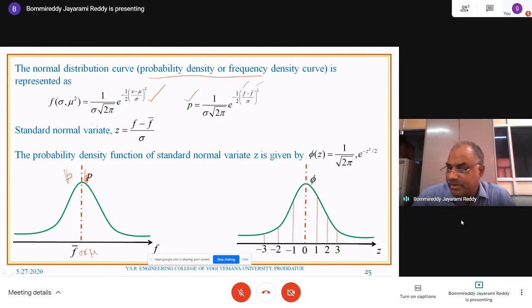Another term is the standard normal variate. Z is the standard normal variate, F minus F bar by sigma. F minus F bar by sigma is the normal variate. And here the area is more important to compute any value, and accordingly the tables are given corresponding to the standard normal variate. So for analyzing this type of problem, we need normal distribution tables. We need normal distribution tables.